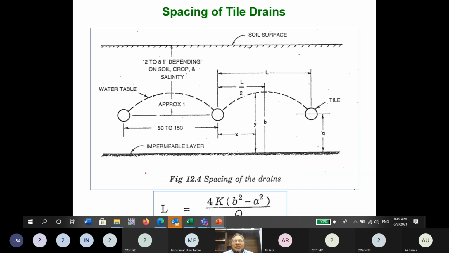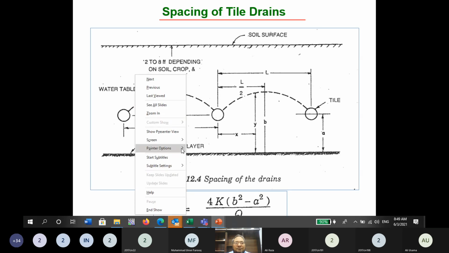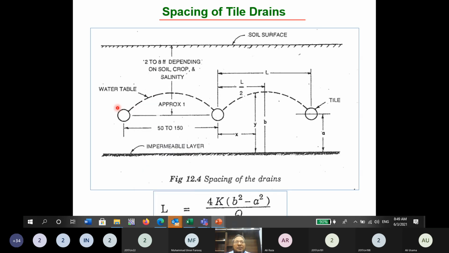Yes, sir. Okay, now the very important topic: what should be the spacing of the tile drains? कितनी दूर दूर लगानी चाहिए? This is tile drain. These are tile drains. And due to these tile drains, what is this dotted line? This is the water table. Okay. ये water table नीचे आ गई है.